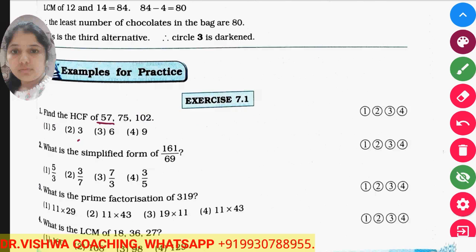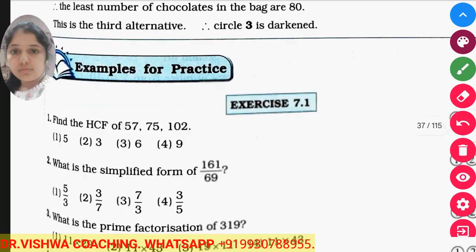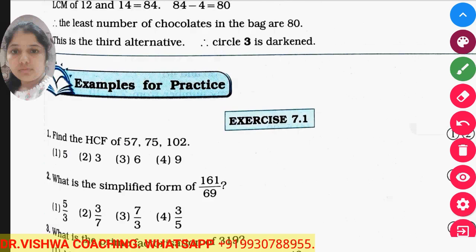57 is divisible by 3, yes. 75, yes. And 102 also yes. But it can be divisible by 6 also? Why? Because, one second. 57 is divisible by 3 because their addition is 12.